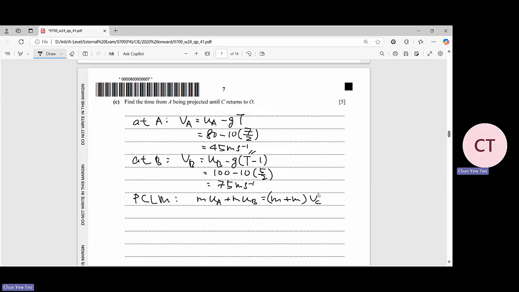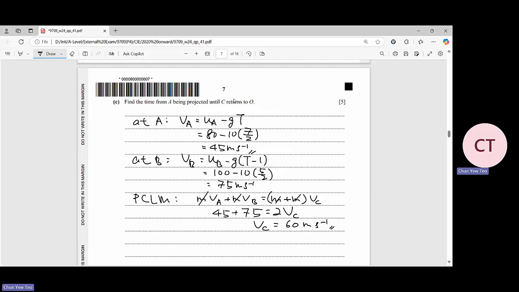Oh, I'm not supposed to use UA. I'm supposed to use VA and VB. I'm supposed to use this formula. So the M's can cancel, and you have VA plus VB is equal to 2 VC. My VC is the velocity after they combine together. You will get this as 60 meters per second. That is the speed of both of the particles combined.